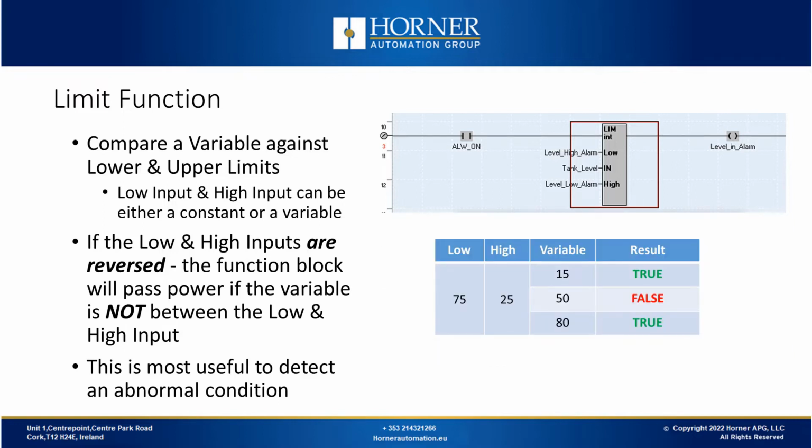Looking at our example, this time my low input is 75, while my high input is 25. We pass power flow for the values of 15 and 80, which are outside our limits, triggering our alarm condition. Then we don't pass power flow for a value of 50, which is a normal condition.